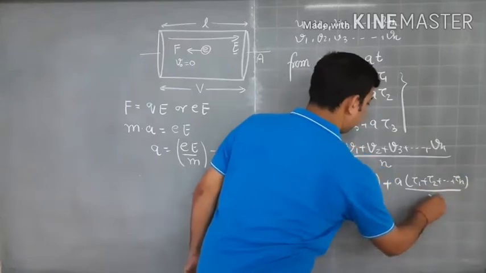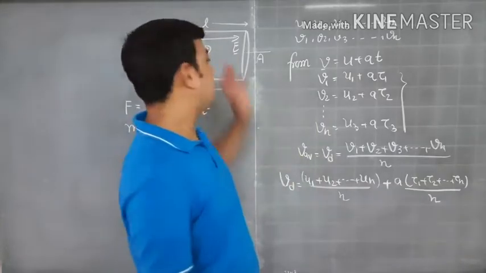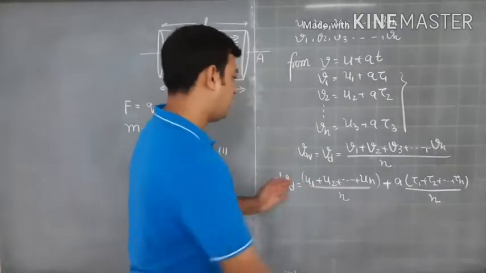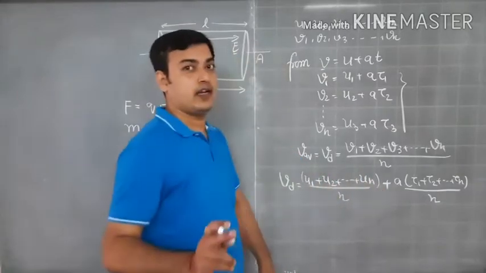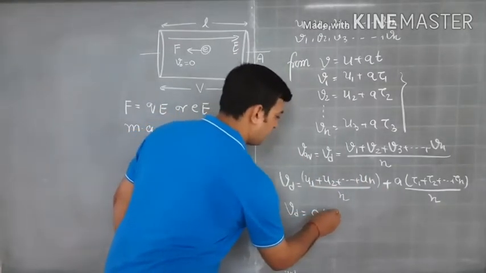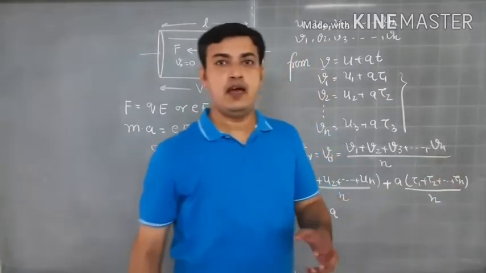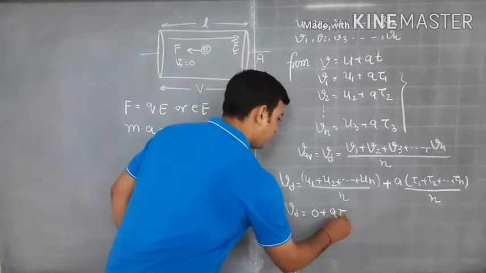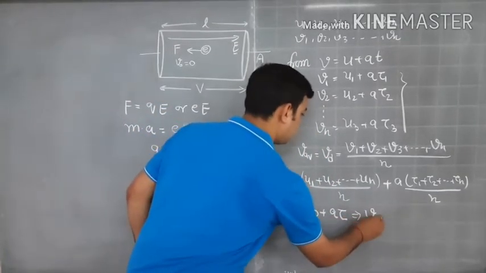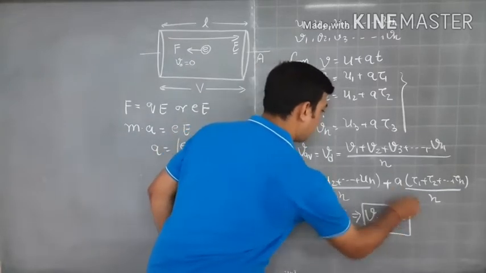These were the velocities when there was no electric field. We know that in the absence of an electric field, the average velocity of the electrons is zero, so this term will become zero. And this is the acceleration a, and this is the average collision time, which is called the relaxation time, and I will write it as tau. So this equation turns to Vd equals a tau.